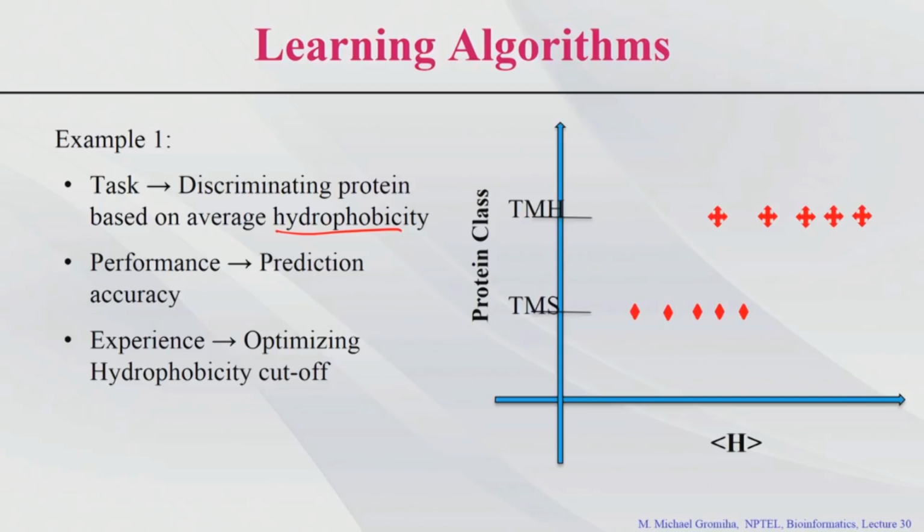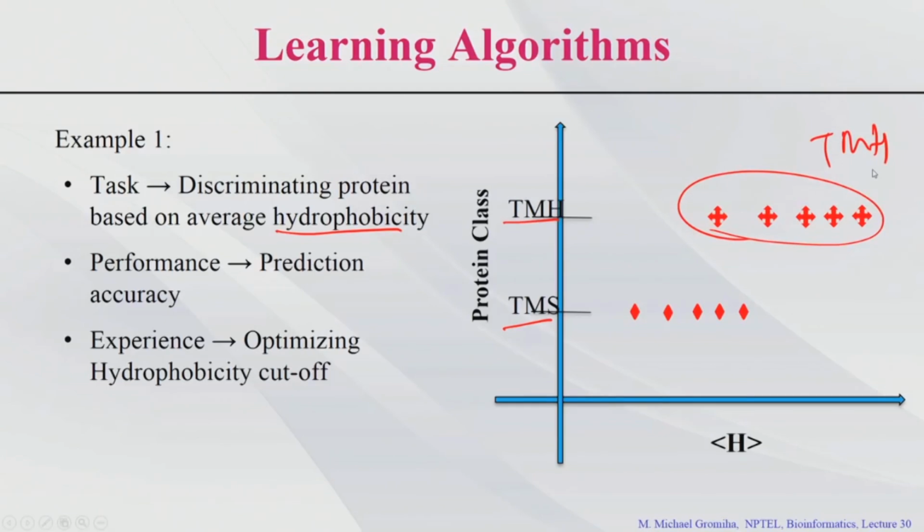Earlier I discussed, in the case of TMH and TMS, that helical proteins are enriched with hydrophobicity. So, let us see whether we can use this hydrophobicity to classify. We calculated it for different proteins. Here I have shown an example with 10 proteins. These 5 belong to TMS and these 5 belong to TMH.